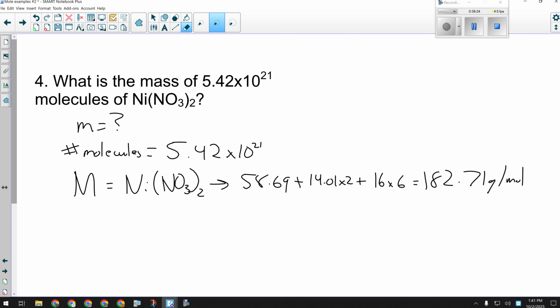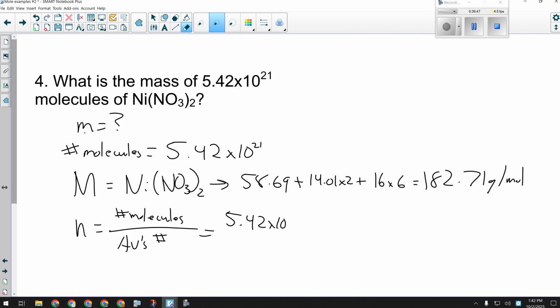grams per mole. Okay, if I'm going to get little m, if I'm going to get mass, then I need the number of moles, which I get by dividing the number of molecules by Avogadro's number. Okay, so that's going to be 5.42 times 10 to the 21 divided by 6.02 times 10 to the 23.